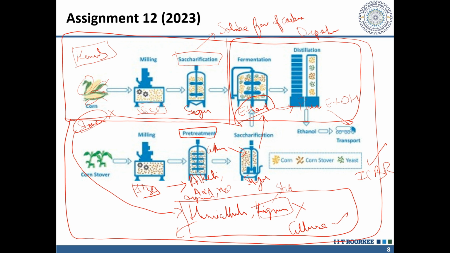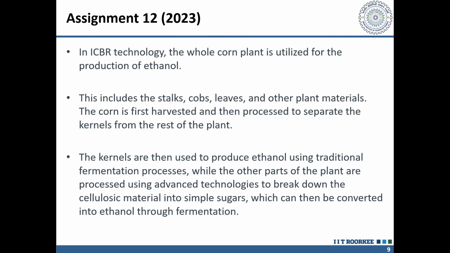We can utilize corn stover, its stems, its kernels, everything. We can utilize every part of the corn. So this is also known as ICBR technology. In short, we call it ICBR technology, which is short for integrated corn-based refinery. So, what is ICBR technology? It is a technology that utilizes the whole corn plant for the production of ethanol.